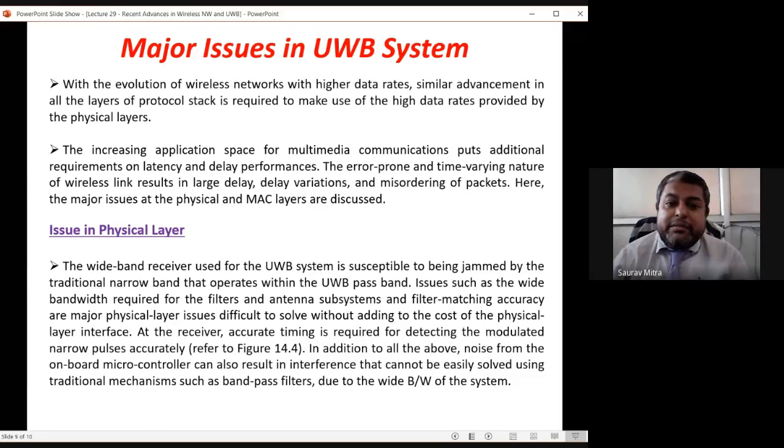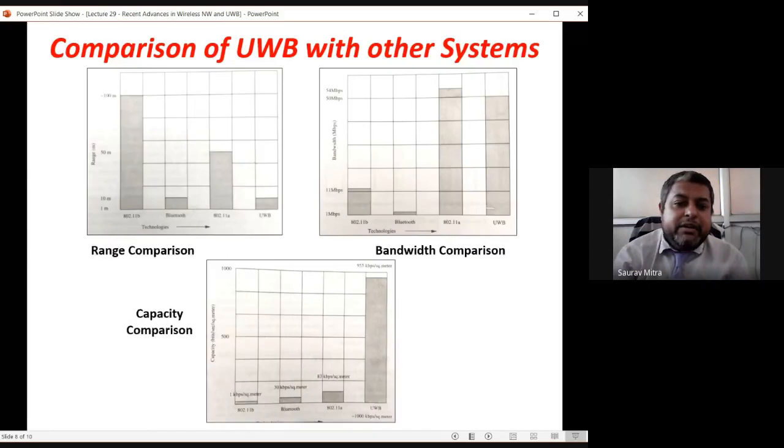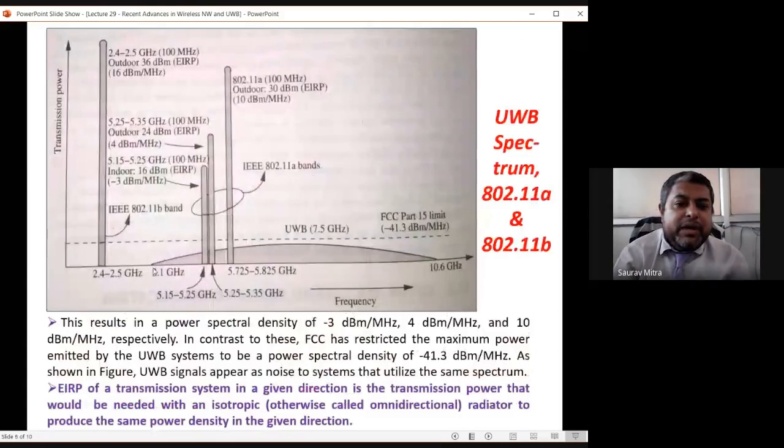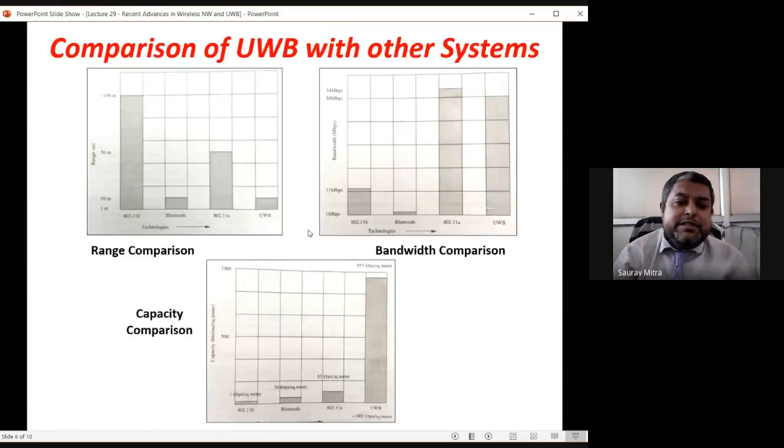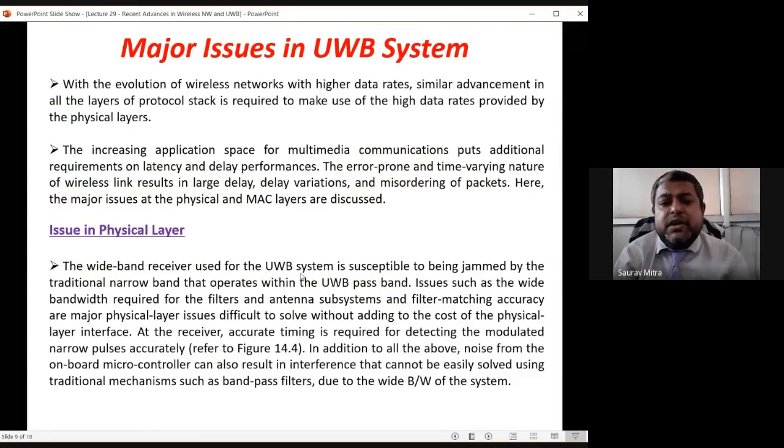So the wideband receiver used for the ultra wideband system: we have found out how much the bandwidth is. The bandwidth starts from 3.1 gigahertz and goes up to 10.6 gigahertz. So the bandwidth of UWB is almost 7.5 gigahertz. The wideband receiver used for a UWB system is susceptible to being jammed by traditional narrowband systems that operate within the UWB passband.